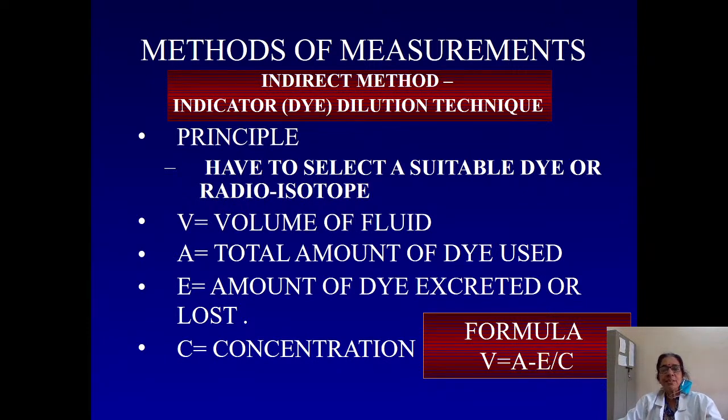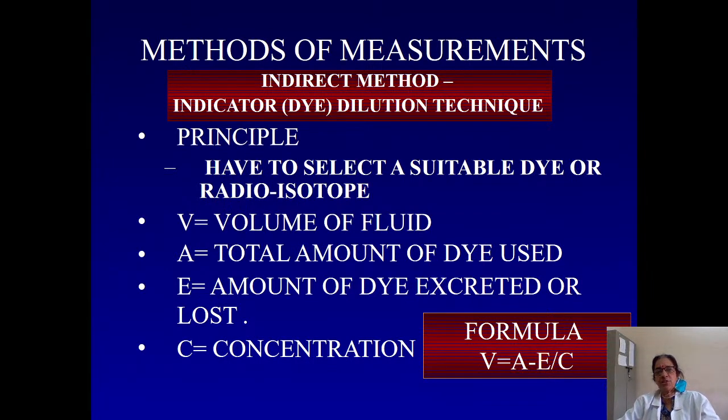So the concentration formula: concentration equals amount divided by volume. If I have to know the volume, A minus E. Sometimes some of the dye can be excreted or lost. Either it can get metabolized or it will get excreted in the urine. So I should know the exact amount of dye that has come out in the urine or has been metabolized. Such dyes are used where we can calculate how much is excreted. So V is equal to A minus E by C.